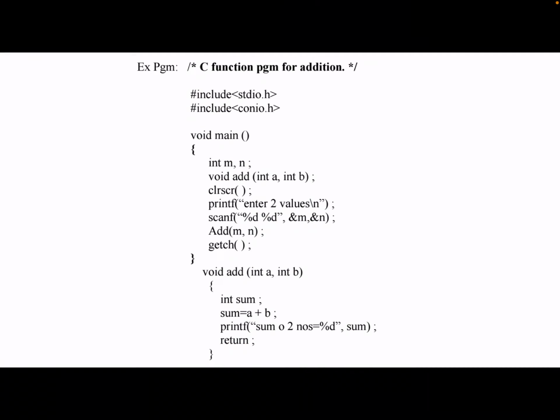The two numbers are entered in the main function and given to the function add, and in the subfunction the addition operation is performed between the two variables, and the result is assigned to the variable sum, and the result is printed in the subfunction itself. So you have an option to print the result either in the main function or in the subfunction.